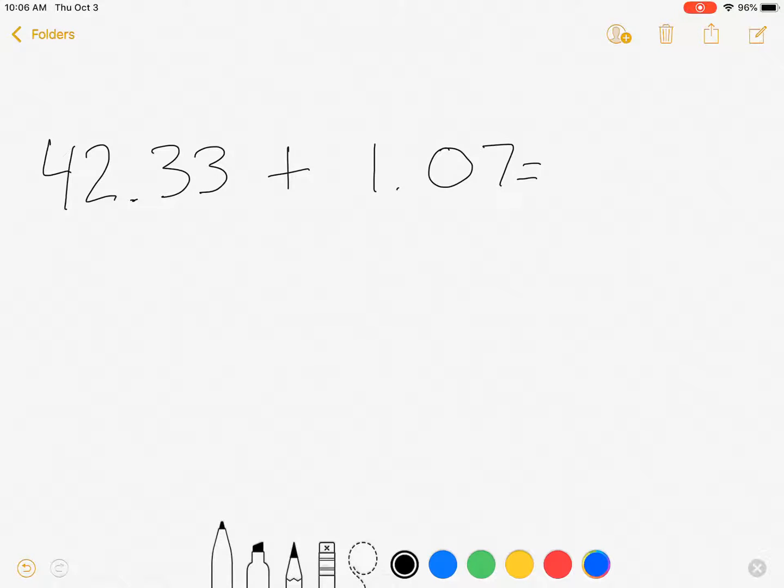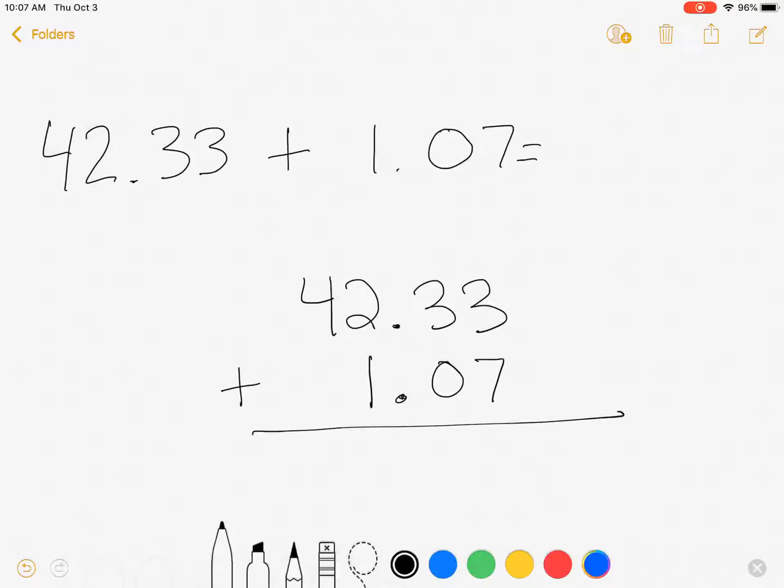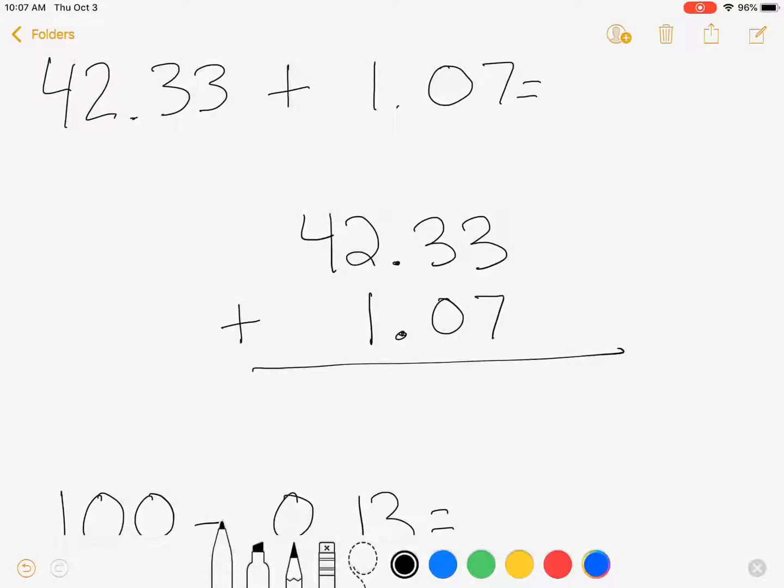So class, what do we need to do if this is written horizontally? Line up the decimals. So I'm going to rewrite this. 42, read that number for me. 42 and 33 hundredths, plus 1 and 7 hundredths. Okay, so now I'm going to start with the lowest place value, the hundredths.